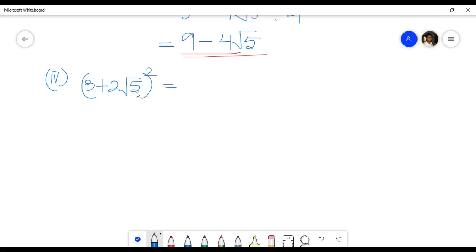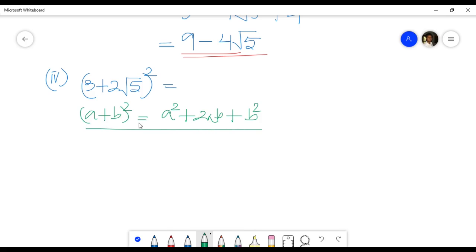Now remember that this is in the form of (a plus b) whole square. And I hope you very well remember what is the extension of this: a square plus 2ab plus b square. You have to remember this. (a plus b) whole square is equal to a square plus 2ab plus b square.